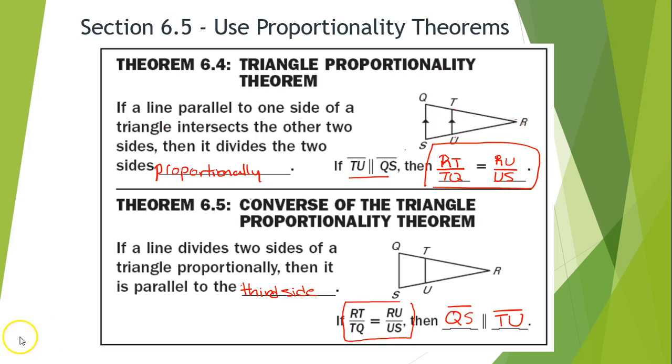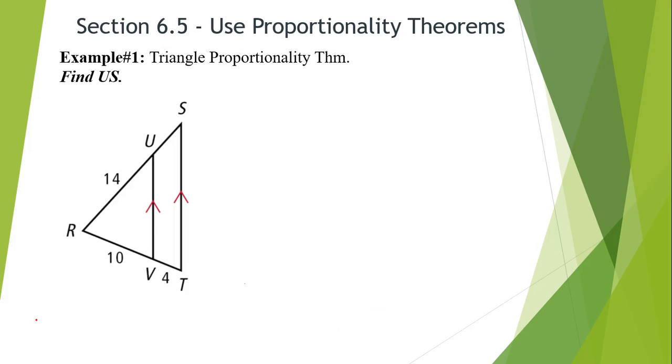Now let's put these to use. So putting these to use, your exercise will look much like this. You'll be asked to find a portion or a segment on your figure. So this is asking us to find what US is equal to. Knowing that these two sides right here are parallel, we can use that triangle proportionality theorem. And this could be our statement right here, that RU over US is equal to RV over VT.